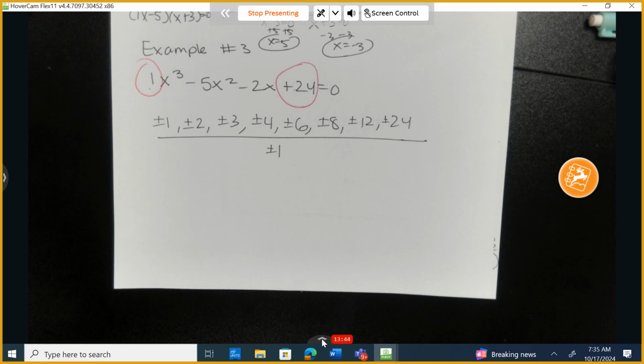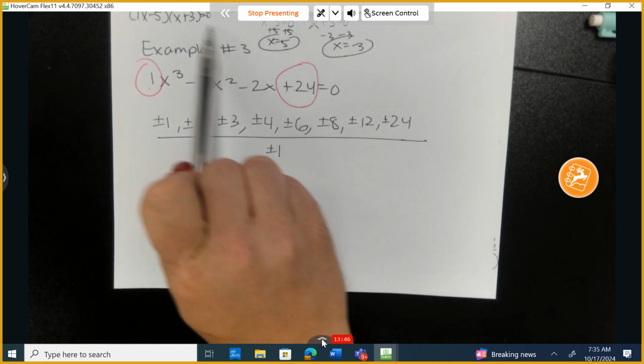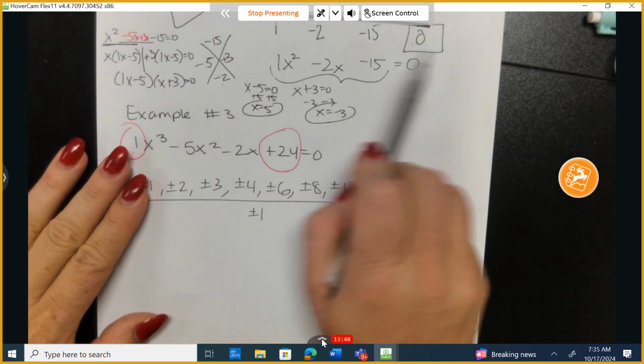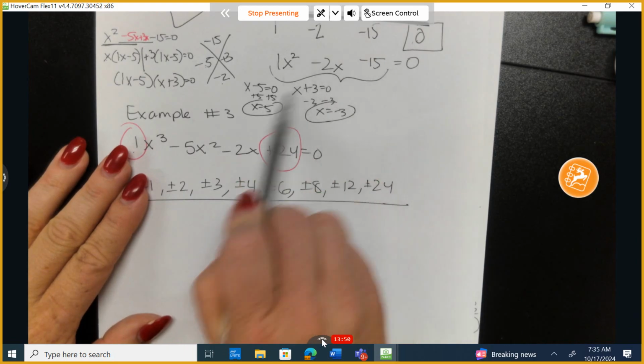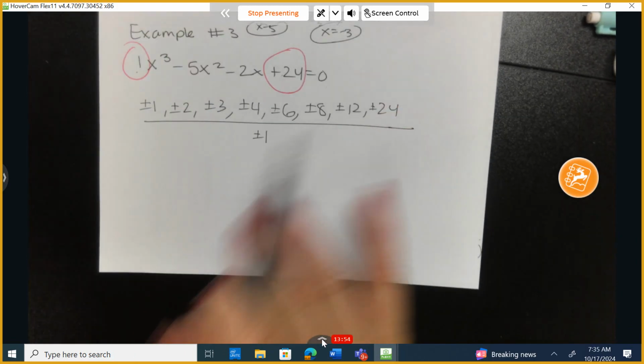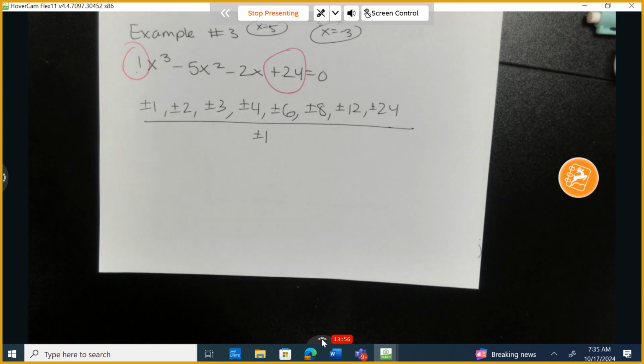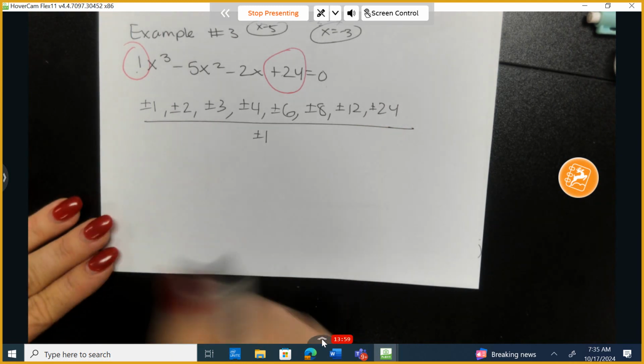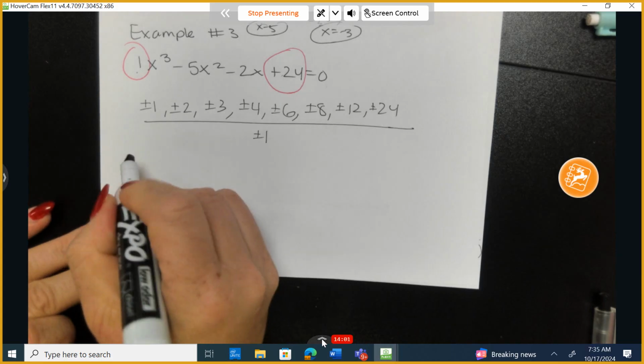But remember, as soon as I find one that works, I'm able to go ahead, using either the quadratic formula or factoring in this case, to solve for the other 2 remaining solutions. Let's start with 1. So let's do an upside down.